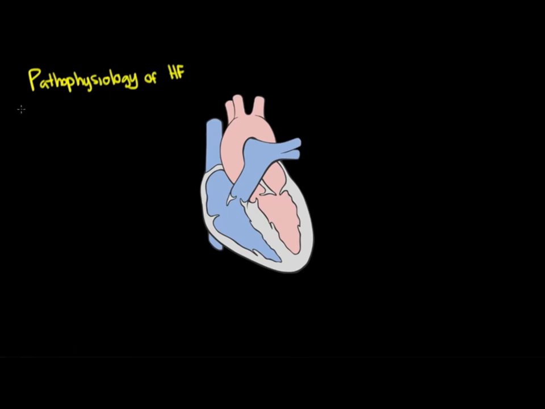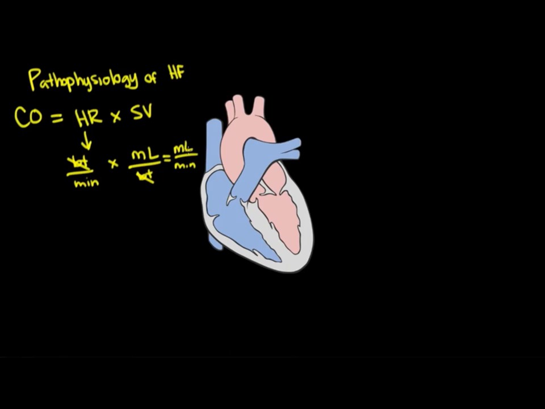So the first thing that we need to talk about is cardiac output. And cardiac output equals heart rate times stroke volume. Now, if you're lost already, that's okay. We're going to define these for you in really simple terms. So heart rate is the amount of times that your heart beats per minute. And stroke volume is the amount of blood in milliliters that your heart pumps out per beat. And so when you do the math, these cancel out, and the units for cardiac output are milliliters per minute. And so cardiac output is how much blood your heart pumps out in milliliters per minute.